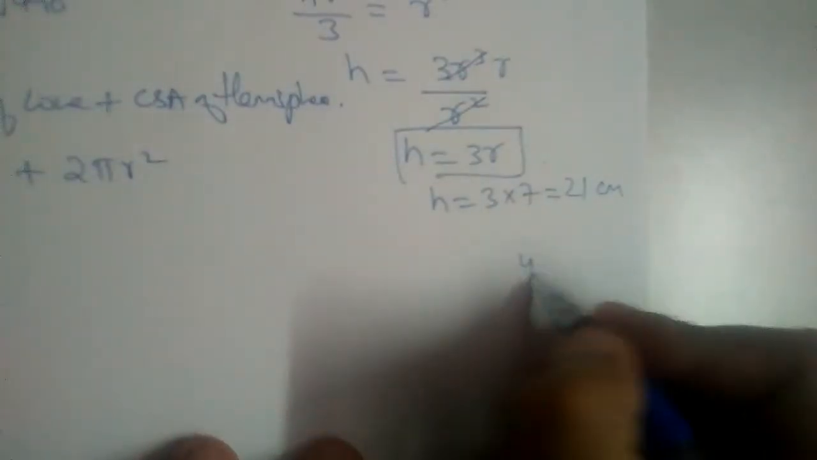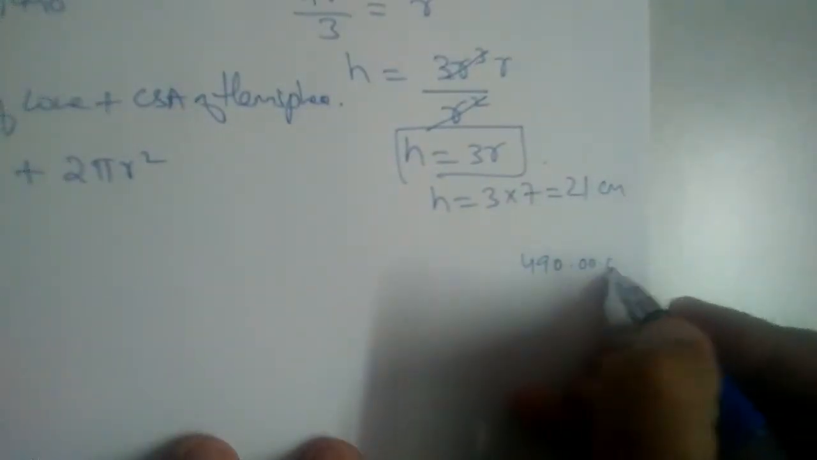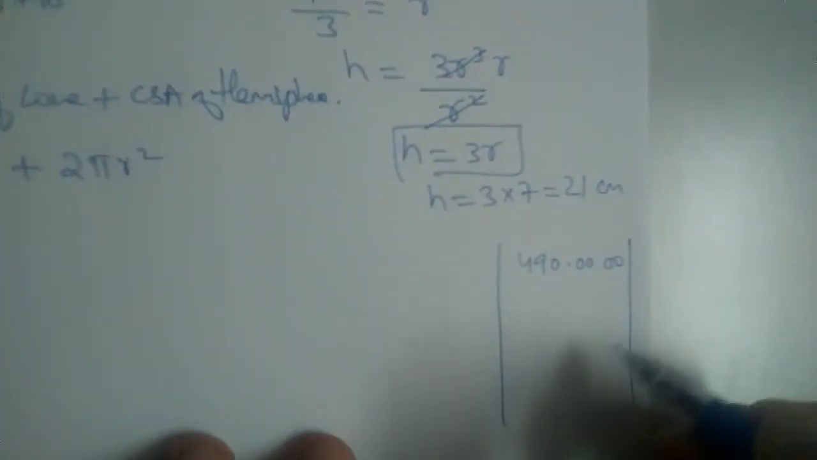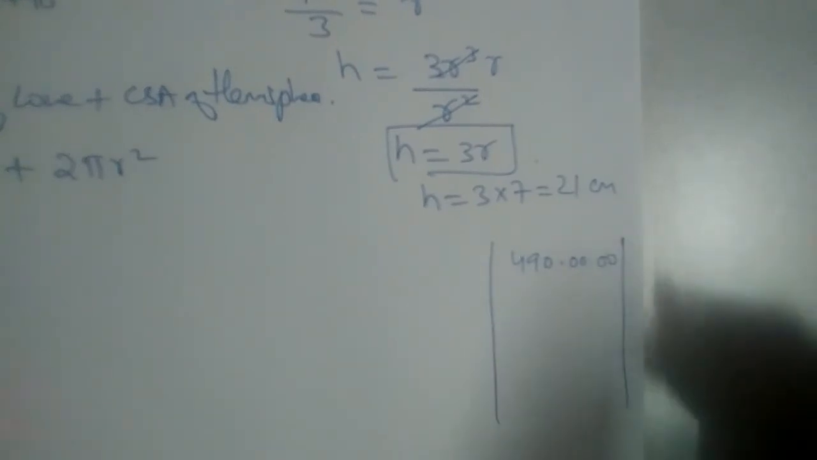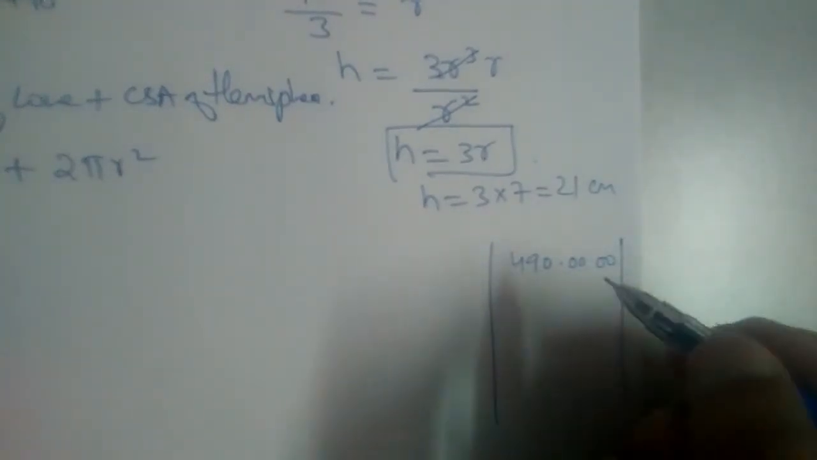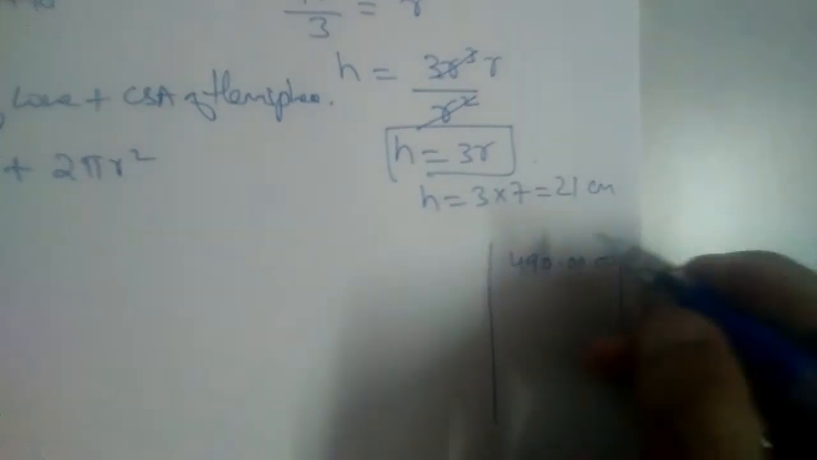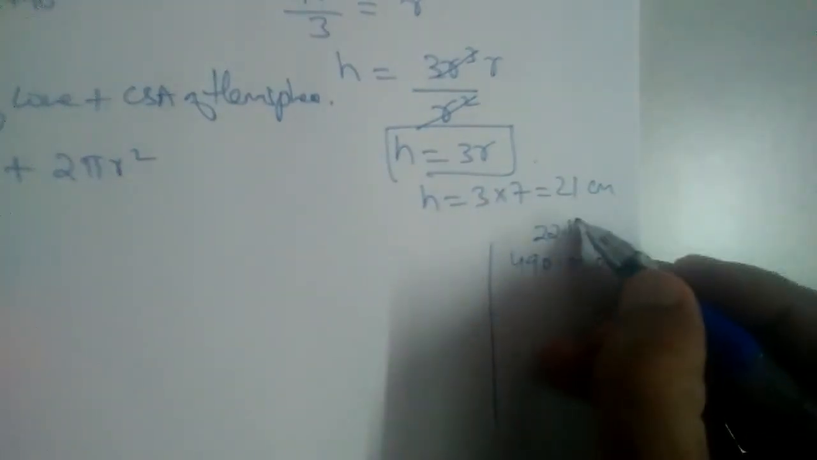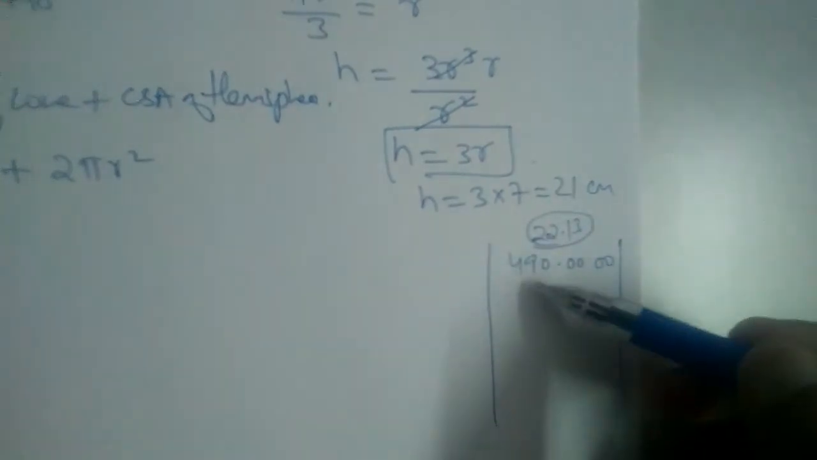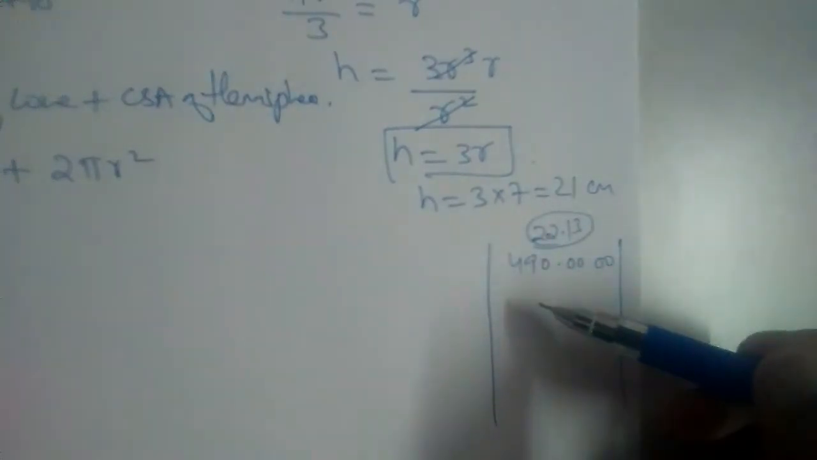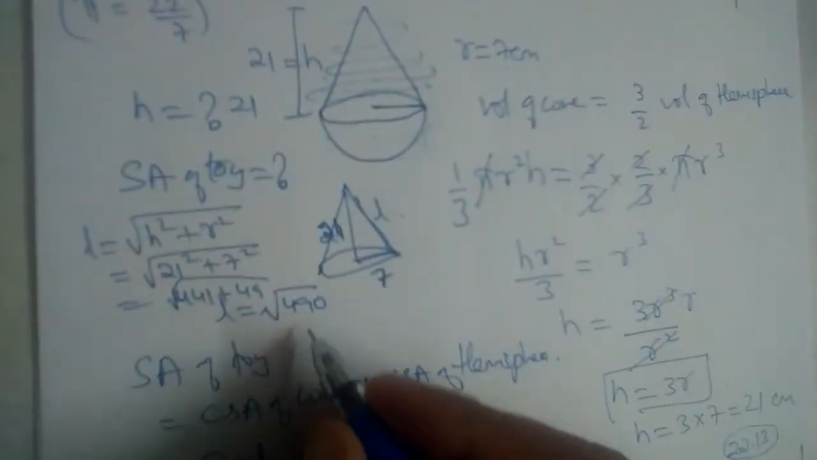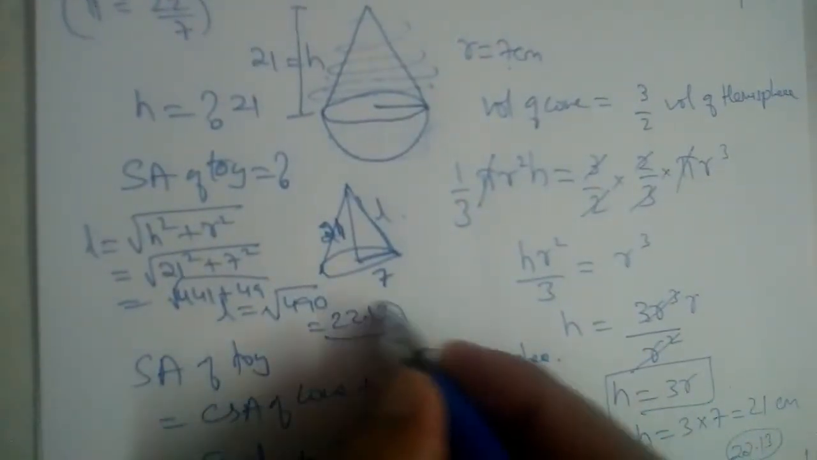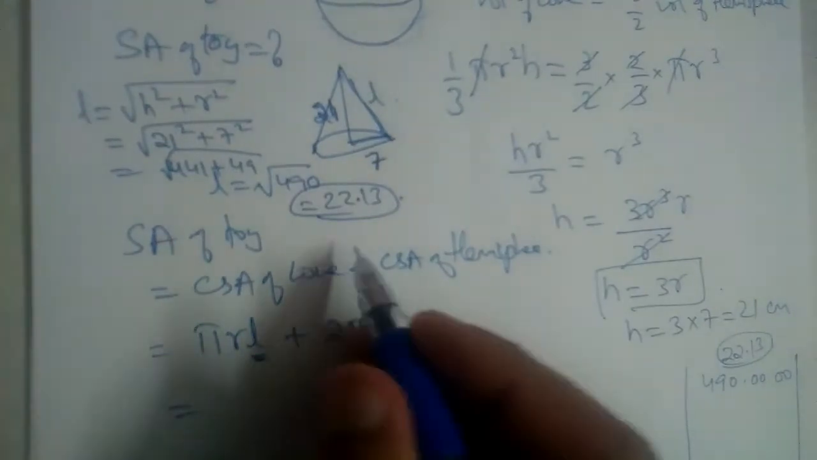See, 490 up to 2 decimal places like this, right? We have learned this method in 1 or 2 videos, right? In the previous 1 or 2 videos. So if you want to write this value directly, it is equal to how much? 22.13. So I'm not going to explain how to find the root of 490 in this video, because I have done that in, I think, 1 or 2 videos. Okay, so root 490 is equal to 22.13. So L is equal to 22.13, right?